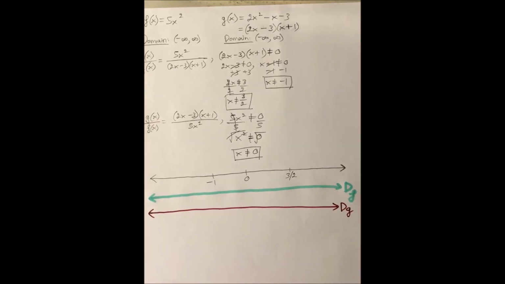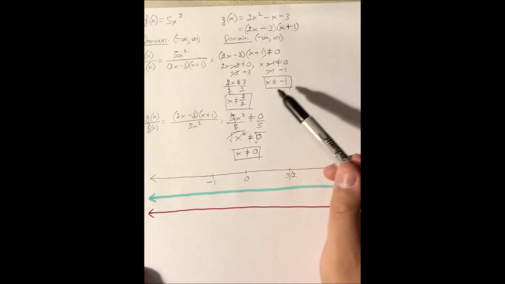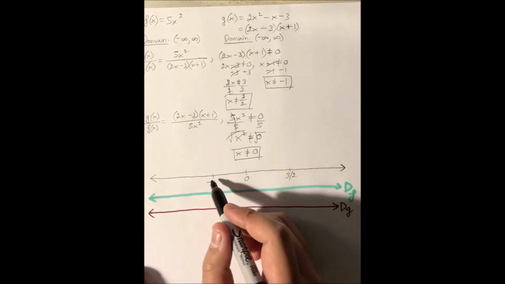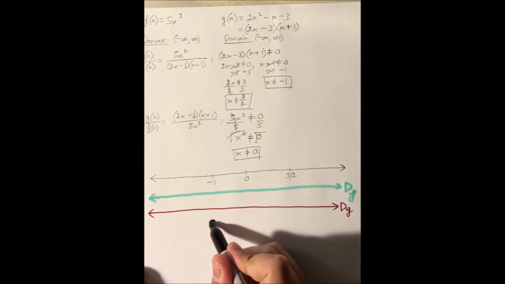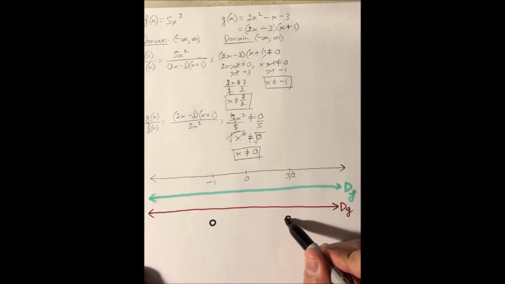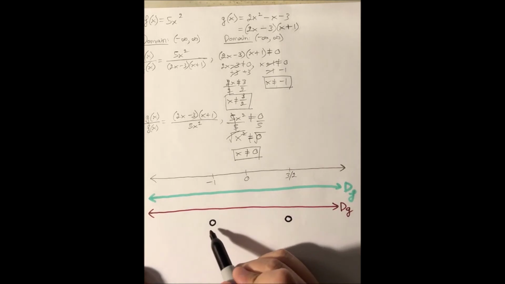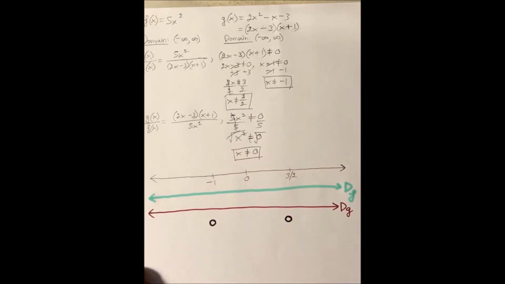However, as mentioned, in the quotient f over g, we have x cannot be equal to 3/2 and x cannot be equal to negative 1. So at x being negative 1, we're going to put an open circle. At 3/2, we're going to put in another open circle. And of course, remember that the open circle goes with cannot be equal to. And it also goes with strictly greater than or strictly less than. Just for a quick reteach.